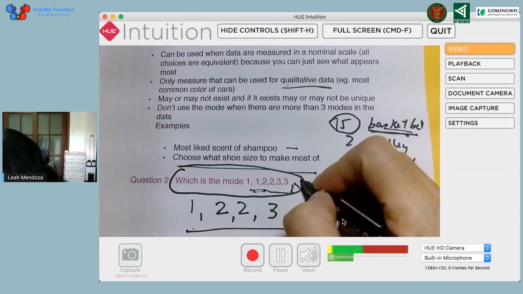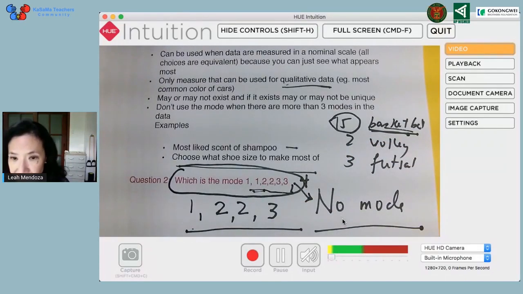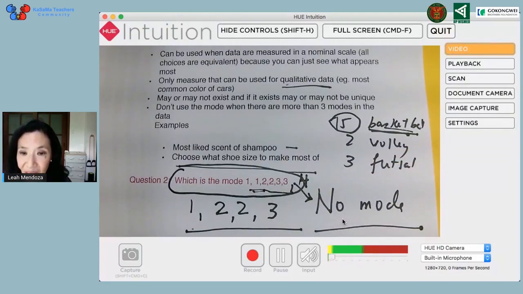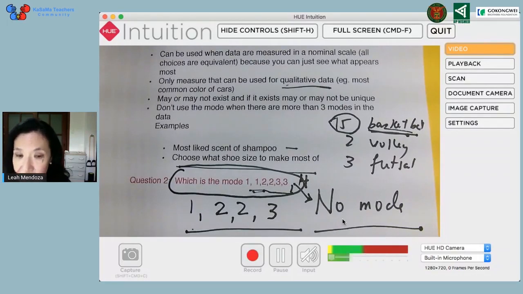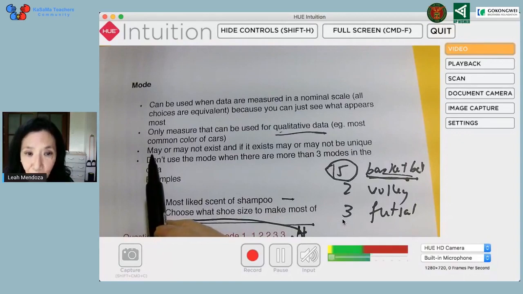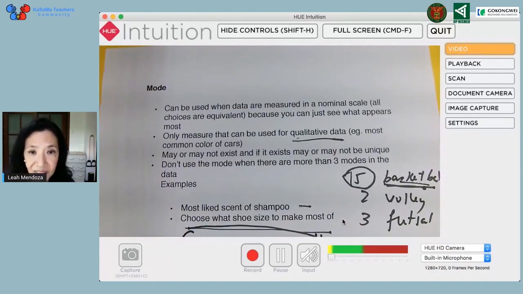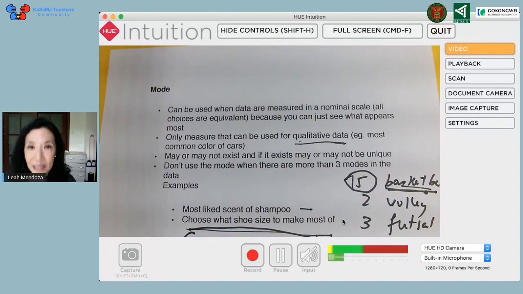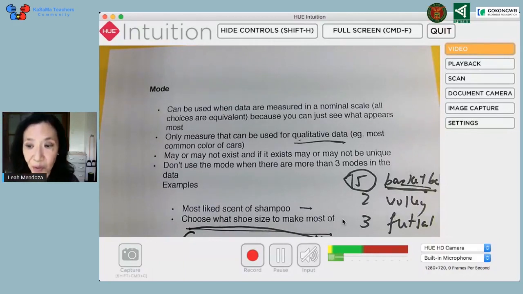But if I add the number 4, then the modes are 1, 2, and 3. And that is trimodal. So note that the mode may or may not exist. In the case of no mode it does not exist, but if it's unimodal or bimodal, it exists. Now, if it exists, it may or may not be unique.